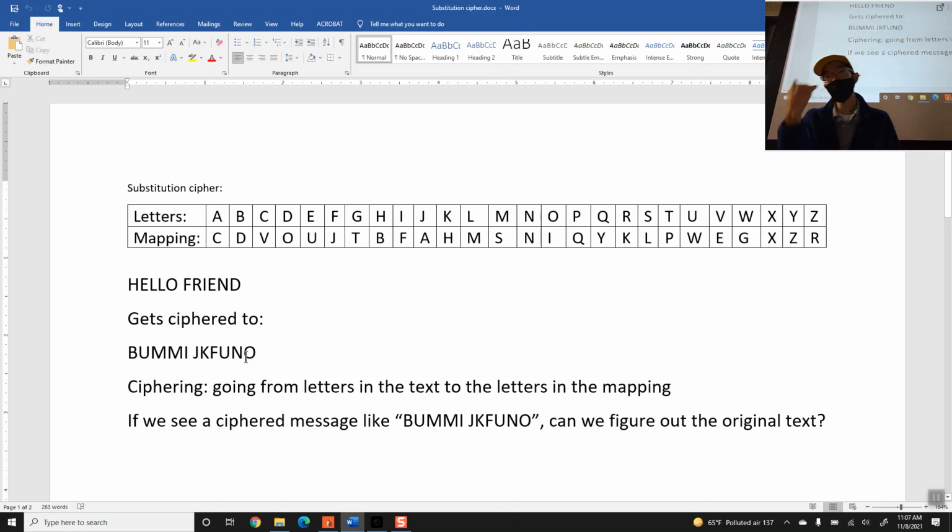Then your friend receives this, and they would need to have the cipher key. They would say, okay, B goes back to H, U goes back to E, and so on, and they would decode it. Did you guys ever do something like this? Maybe there was a little puzzle in an activity book or something like that.